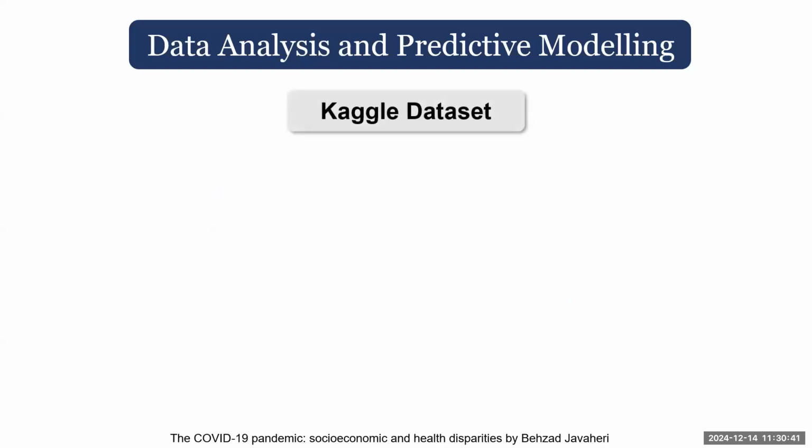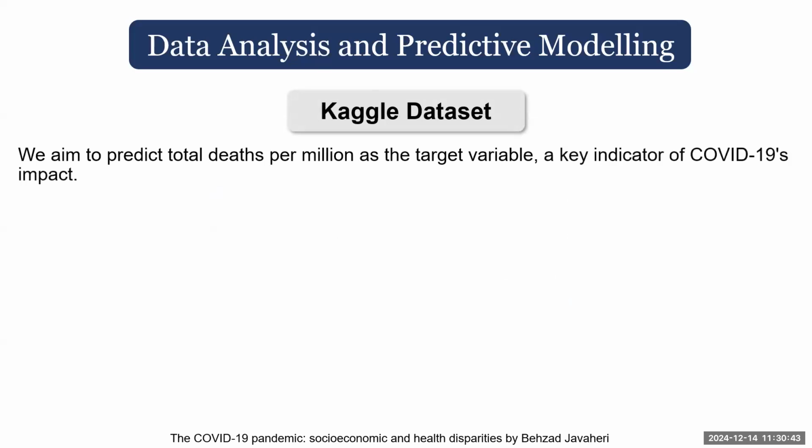So going back to the data set, as I told you, we are using the data set from Kaggle. So what is the aim? The aim of this data set is to predict. We want to do predictive modeling. So here the model wants to predict the total deaths per million. That would be the target variable and the key indicator of COVID-19 impact.